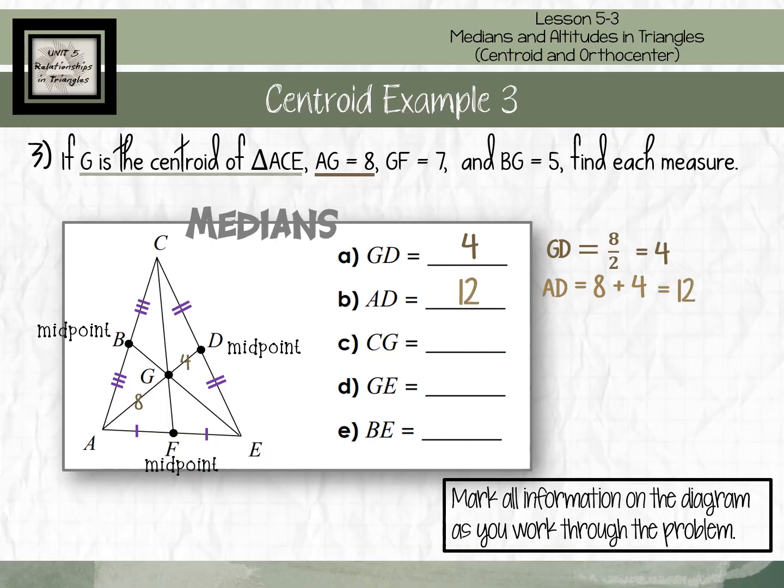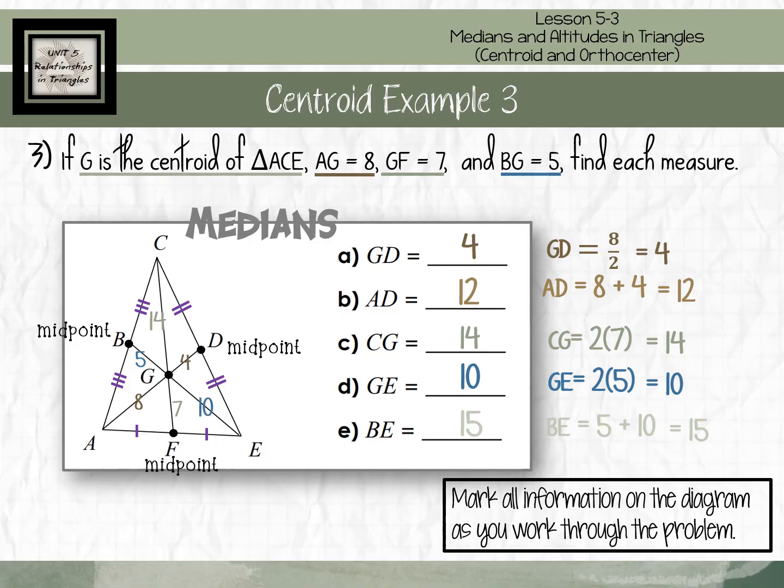We get 12. Length of segment CG. Well, let's see. They give us length of segment GF is 7. That's a shorter part. So to get length of segment CG, we have to double it. We get 14. They give us length of segment BG is 5. That's the shorter part of that median, so if we double it, we get the longer part, segment GE. Length of that is 10. That whole median is going to be 15.